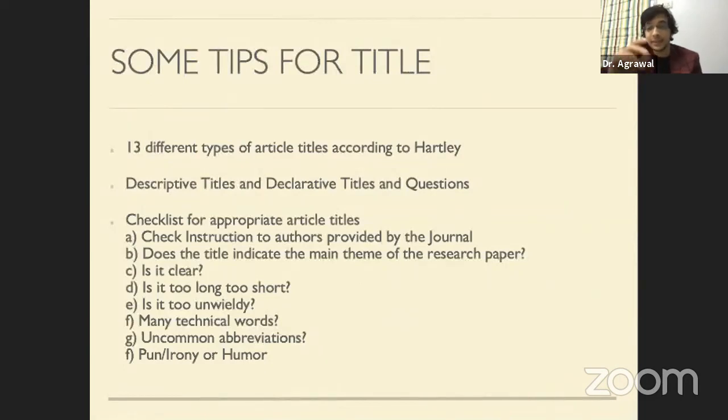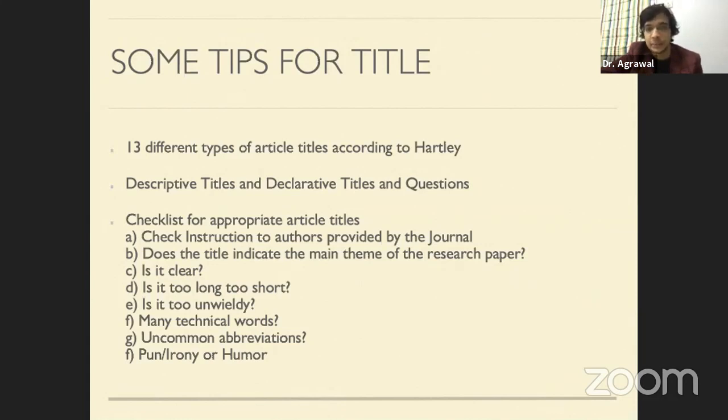Actually, even the types of article titles, there are 13 according to the study done by Hartley. But just a checklist for you before you are writing your article title is that it's according to the instructions to authors provided by the journal. The instructions to authors of a journal can sometimes have a limitation to the number of characters, or the number of letters essentially, that you use in your title. So make sure it's according to that.